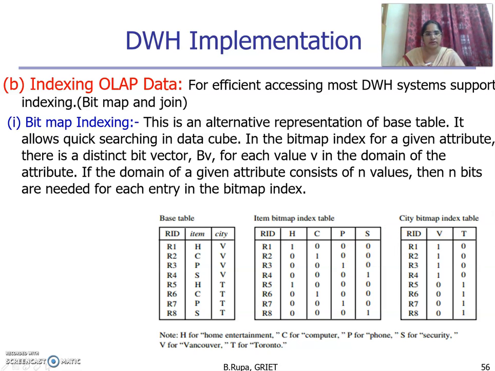In the same way you can create the city bitmap index table also. We have two cities, that means two values, V and T, Vancouver and Toronto. For R1 we have Vancouver, so you write 1, and for Toronto it will be 0. Like that, for R1 to R4, V is there so you put 1 and for T it will be 0. And vice versa for R5 to R8: under T you keep 1 and for V it will be 0. Like this it creates the bitmap index table.